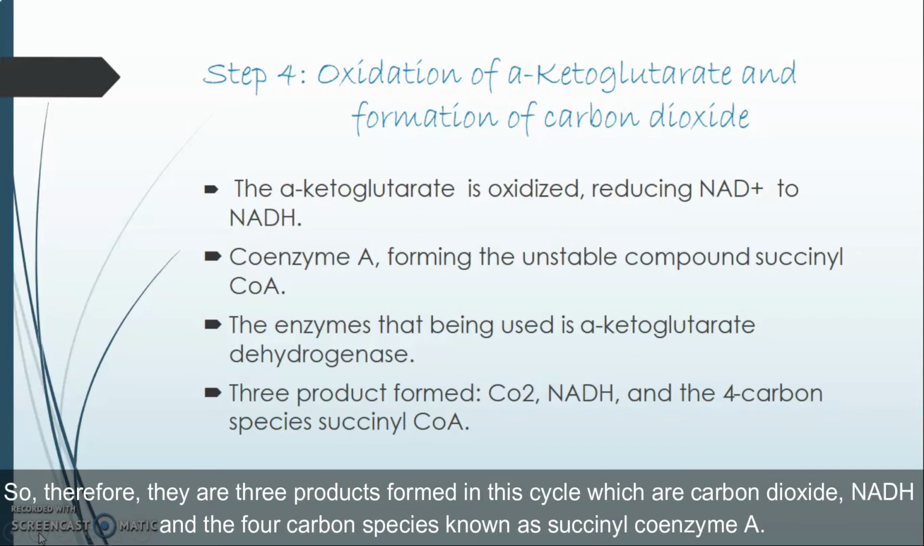So therefore, there are 3 products formed in this cycle, which are carbon dioxide, NADH, and the 4 carbon species known as succinyl coenzyme A.